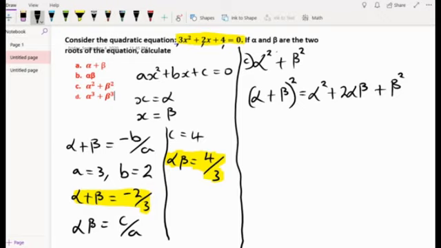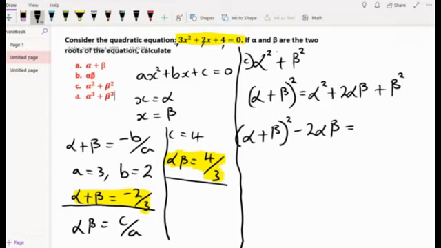Then this is the next thing you are going to do. The reason why we are doing this is that we want to get an expression that only has alpha plus beta, which is the sum of roots, and also alpha beta, because those are the only two things that we know. So let's bring this minus 2 alpha beta to the left hand side. That means we are going to have alpha plus beta squared minus 2 alpha beta is equal to alpha squared plus beta squared.